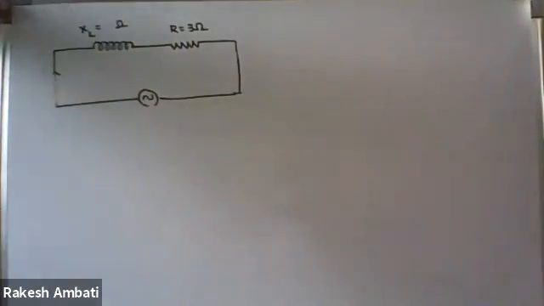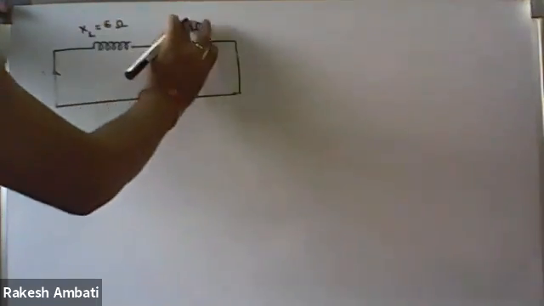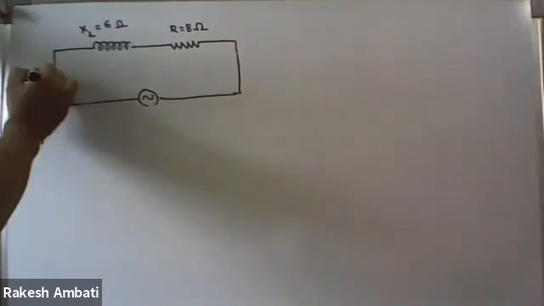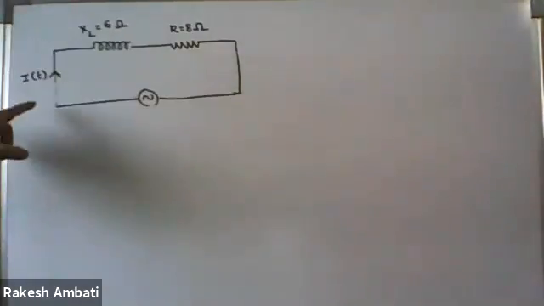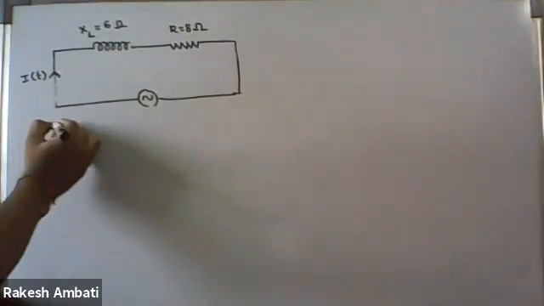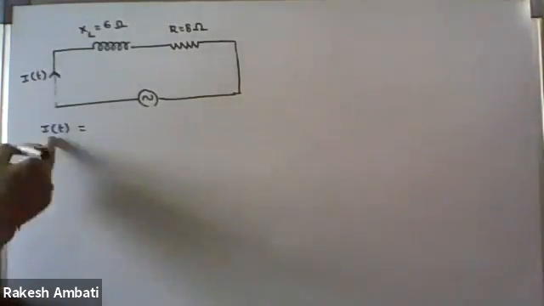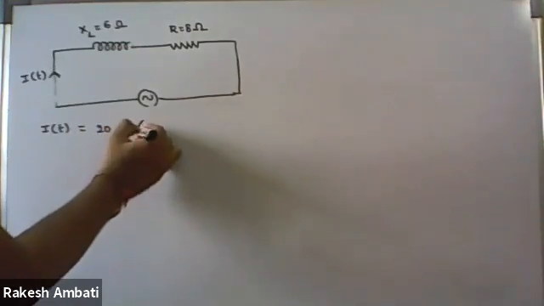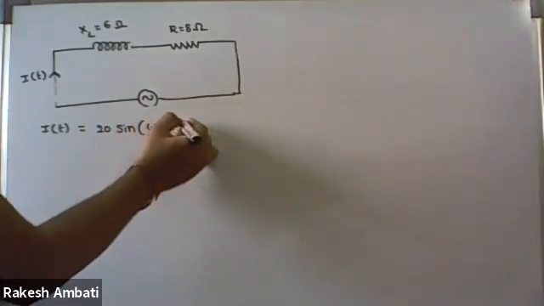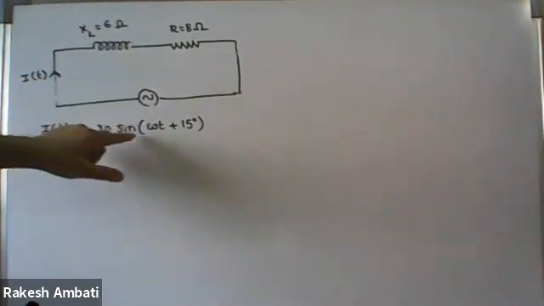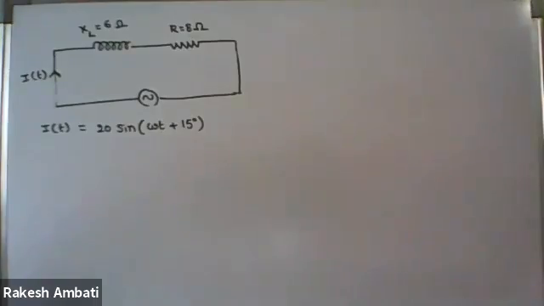So in the question, XL is 6 ohm, R is 8 ohm. The current as a function of time is given: I equals 20 sine function of omega t plus 15 degrees.